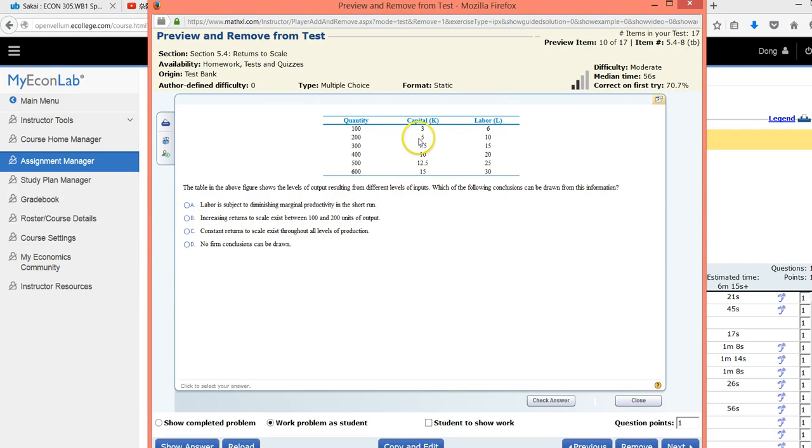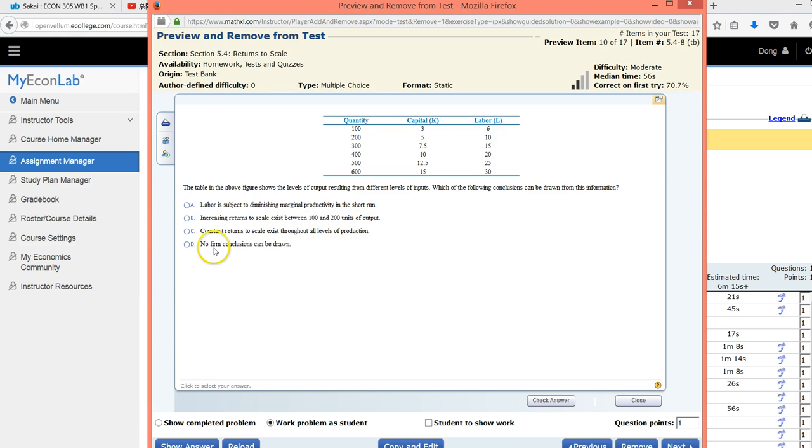So let's check on that between the levels of output of 100 and 200. The capital increased from 3 to 5, which is less than doubled, and the labor increases from 6 to 10, which is also less than doubled. So this sentence actually is correct. Increase and return to scale exist between 100 and 200 units of output.